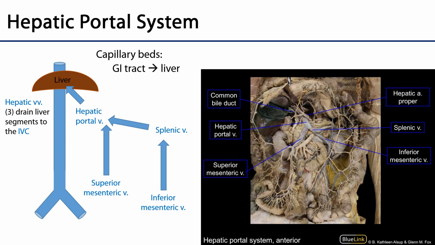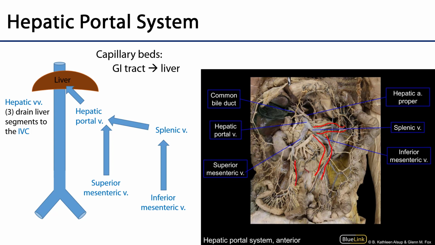Moving to the portal system, as we've discussed in earlier videos, we see that the length of the gastrointestinal tract from the abdominal part of the esophagus through to the rectum, all of those capillary beds drain into larger venous structures. And the three that are easiest to locate and to see include the splenic vein, which usually receives the inferior mesenteric vein, but there's some variation here.